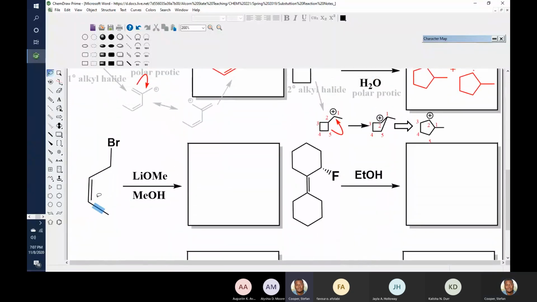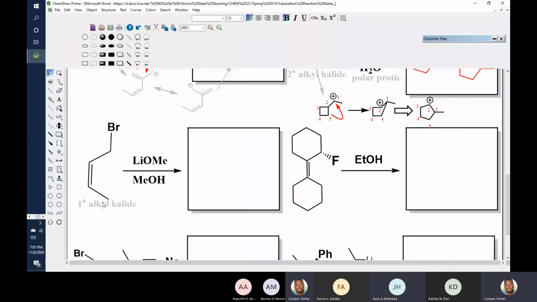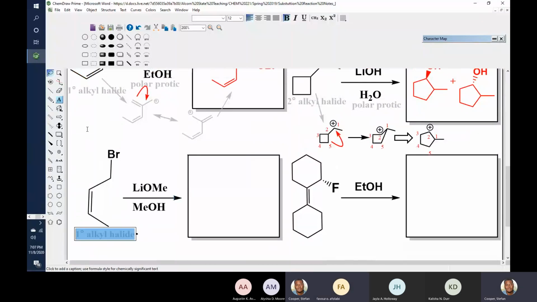All right, can you guys help me out? Which mechanism type here? What type of alkyl halide? Primary. Primary. What type of nucleophile? Strong or weak? Strong. Strong nucleophile. All right, what type of solvent? Polar protic or polar aprotic? Polar protic. Yeah, that's right, polar protic. So what conditions am I probably asking for here? SN1. SN1, that's right.